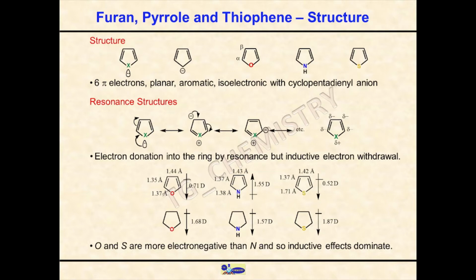With the resonance structures, you can see that the unshared pair of electrons on the heteroatom of these three heterocyclic systems is capable of participating in resonance structures, and the negative charge is dispersed over the whole ring, over the carbon atoms, where the heteroatom gets a delta plus charge. Now the electron donation into the ring by resonance is taking place, but the inductive electron withdrawal effect is also operating in the systems. Here come the dipole moments of the ring structures.